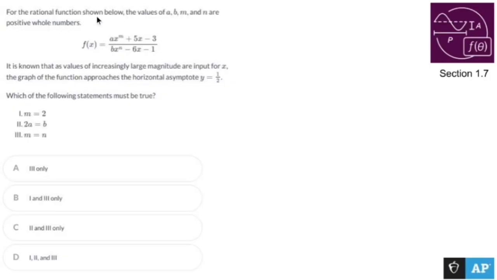For the rational functions shown below, the values of a, b, m, and n are positive whole numbers. I hate these problems. It is known that as values of increasingly large magnitude are input for x, in other words, as the limit of x approaches infinity, the graph of the function approaches the horizontal asymptote y equals 1/2.